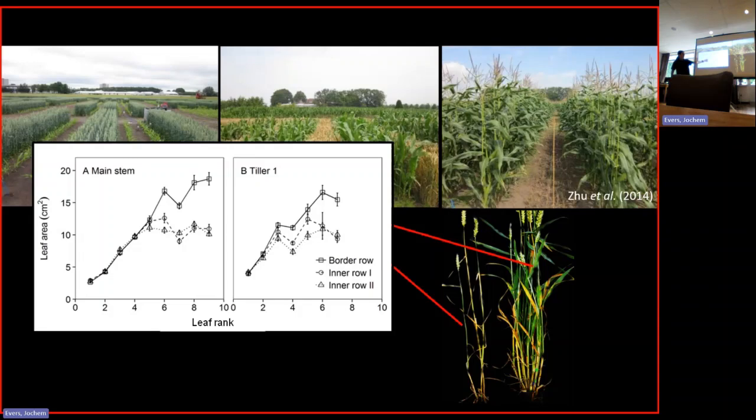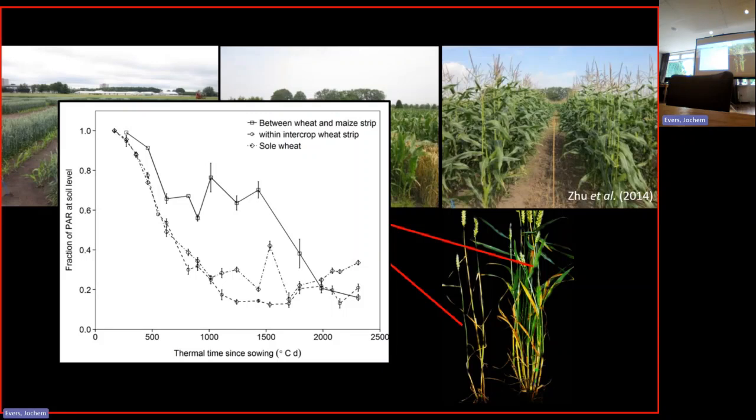in the inner row situation, at some point the leaves don't get bigger anymore once you go further up the stem. Whereas the plants that are in the border row still show an increase in leaf size. So the top leaves are bigger in the border rows than in the inner rows. And this is not just the case for the main stem, but also for the tillers. Knowing that these plants also have more tillers, this multiplies, giving lots of leaf area on these border plants. This is also a plastic response.